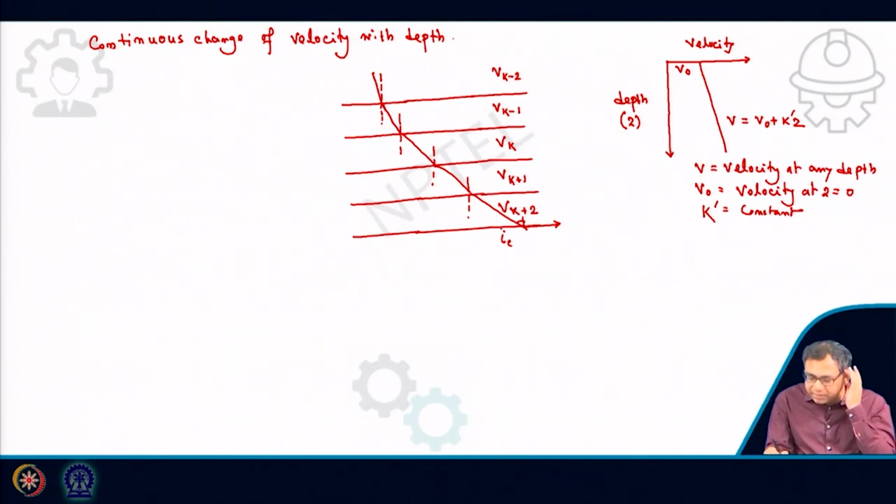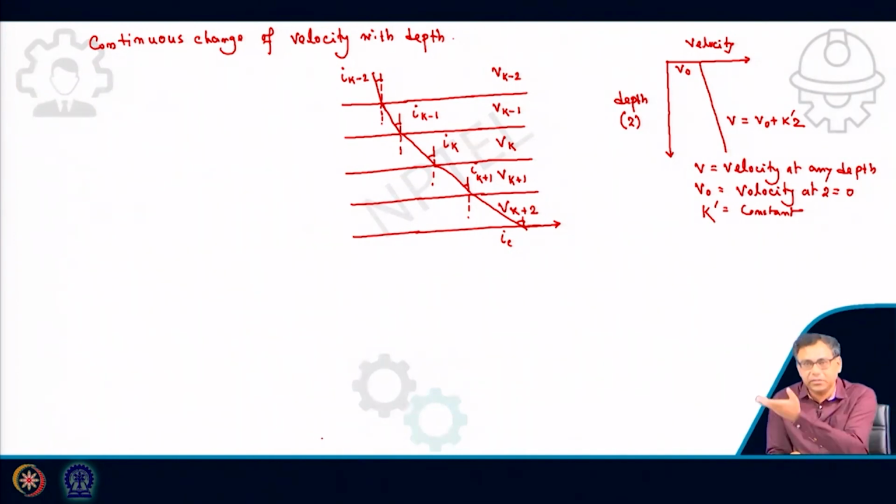Okay. And why have I considered this as IC? Because, as I mentioned, this is based on where you place your geophone. So this will be IC. Suppose this angle will be Ik minus 2, this angle will be Ik minus 1, this angle will be Ik, this angle will be Ik plus 1, and this angle is IC, the critical angle. Then it will move like this.